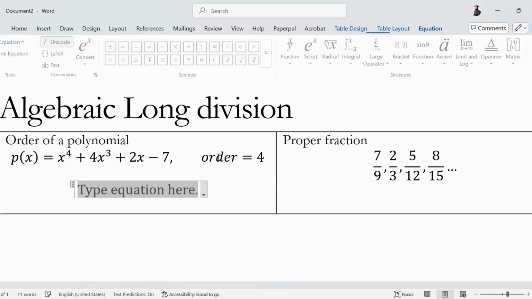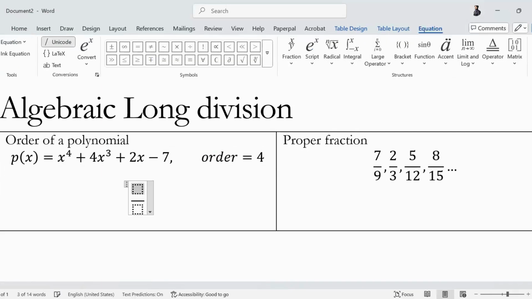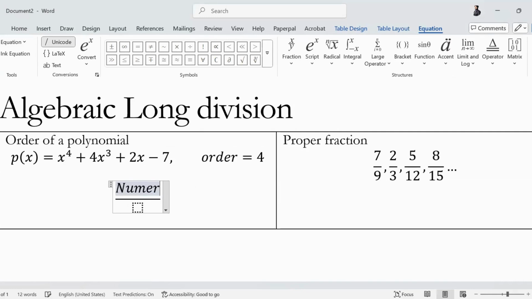So how do we get a proper fraction? Okay. When we have poly means many, nomial means terms. When we have multiple unlike terms, that means the terms that we cannot add or subtract, that is what we call polynomial. Numerator and the denominator. Okay.